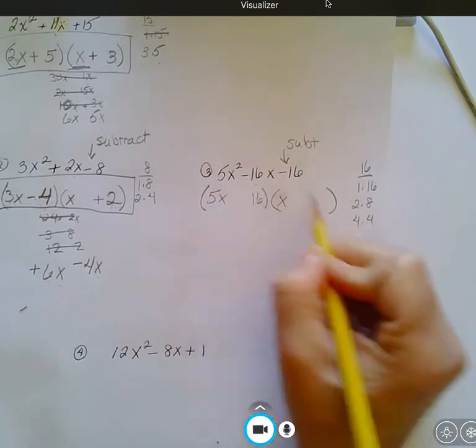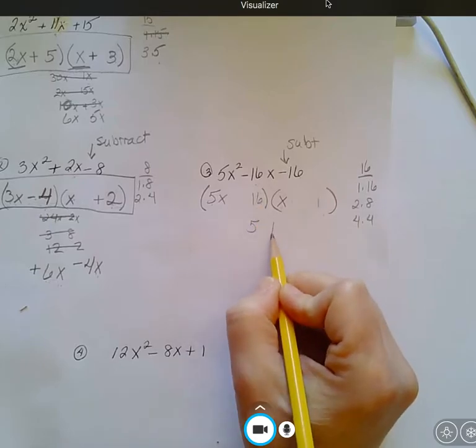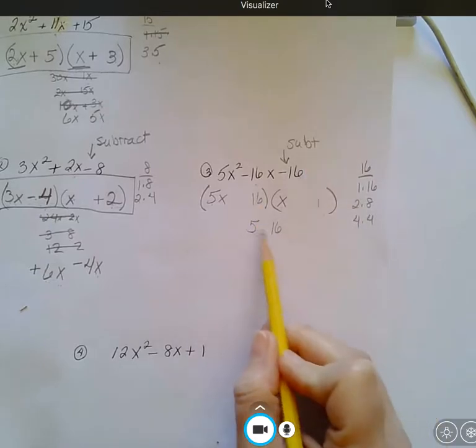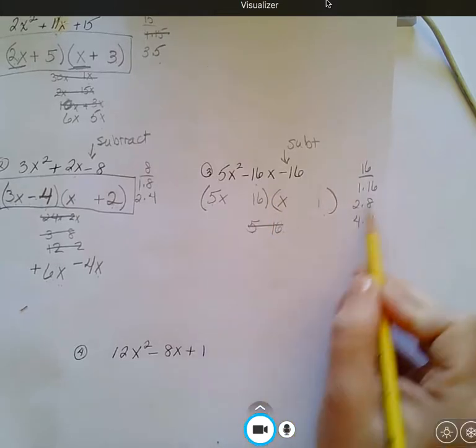What if I did 16 and 1? Well, let's see. 5 times, that's 5, and that's 16. And if I subtract, I get 11. This is no good. So forget that guy.